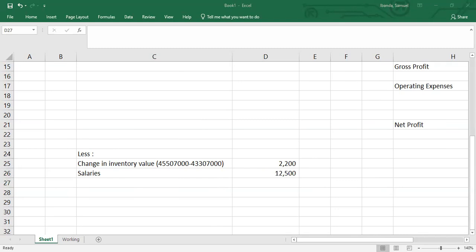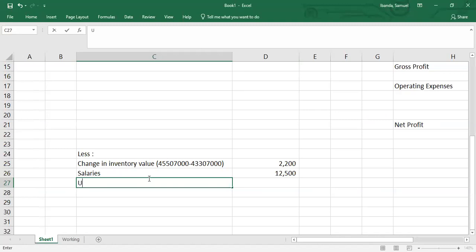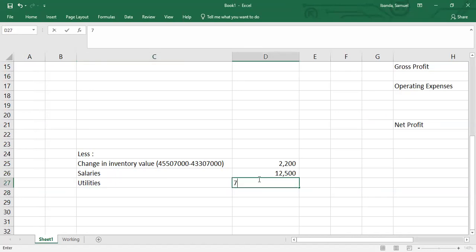Now, the next thing I'm going to do is also less my utilities, which is 670. So I'll come here and say utilities, 670, like that. I hope that should be much clear, at least for everyone.